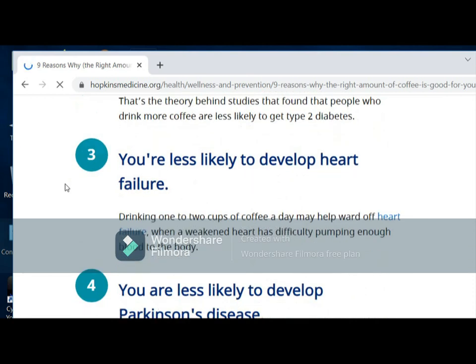Then why should they drink coffee? But now me, personally here in Uganda, I'm positioning myself as a farmer to produce coffee for you. You the people watching this, my responsibility here is to produce this coffee for you. When you drink it, you can reduce the chances of getting heart failure. Drinking 1 or 2 cups of coffee a day may help you reduce chances of getting heart failure. When a weakened heart has difficulty pumping enough blood to the body, take a cup of coffee, sit aside and chill.